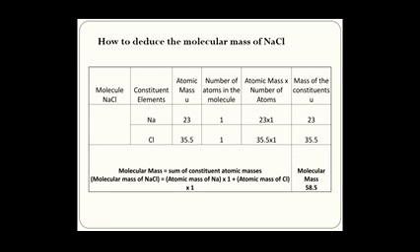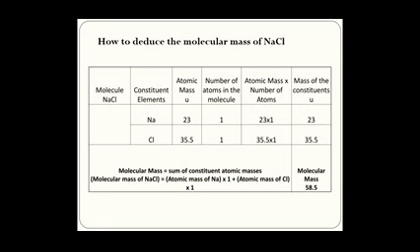Molecule NaCl, sodium chloride. Constituent elements. First step is we have to find out the constituent elements. So, sodium and chlorine. These are the constituent elements in NaCl. Atomic mass: sodium 23, chlorine 35.5. Already given. Now, number of atoms in the molecule. So, we have to find the number of atoms in the molecule. Sodium 1, chlorine 1. NaCl.